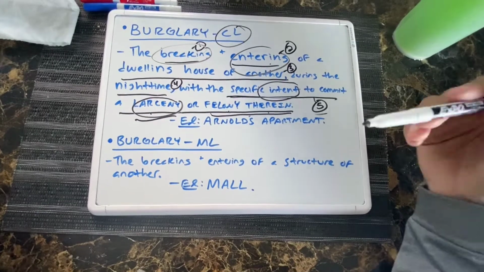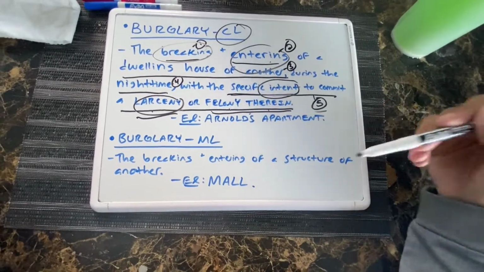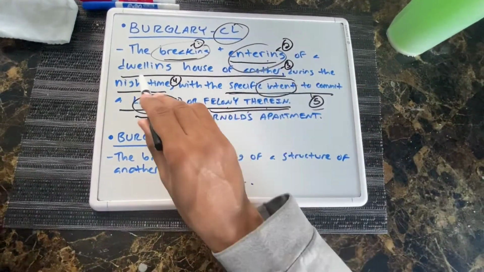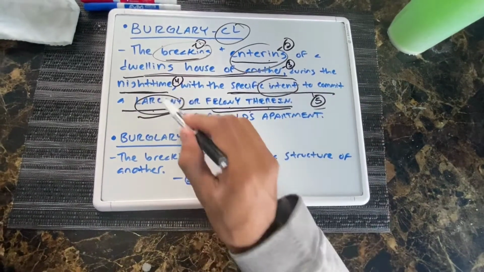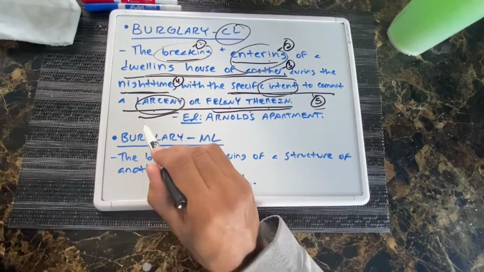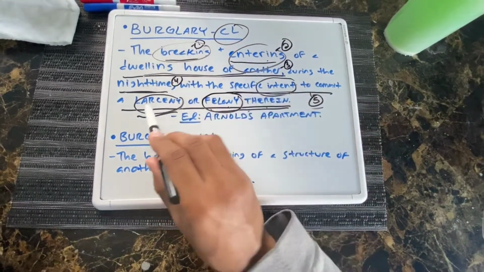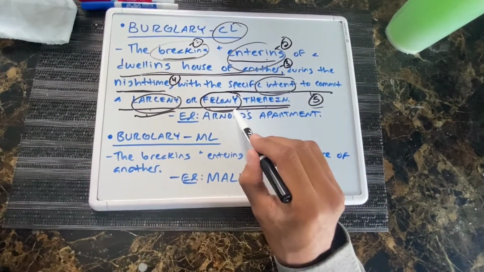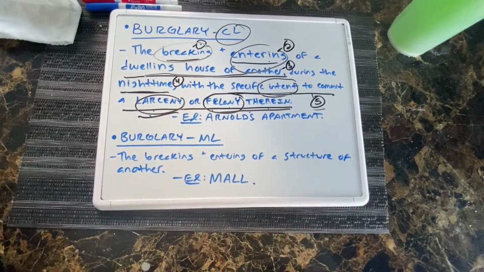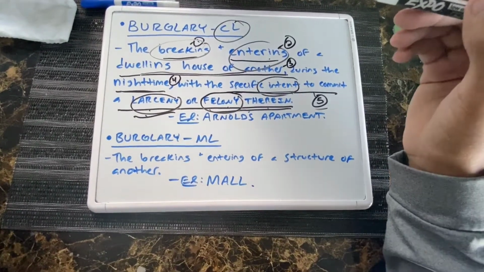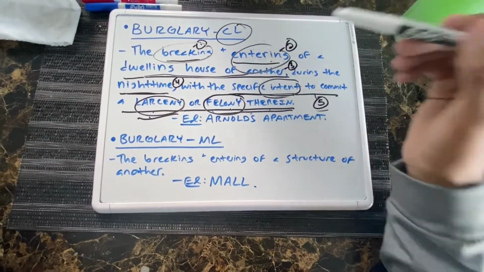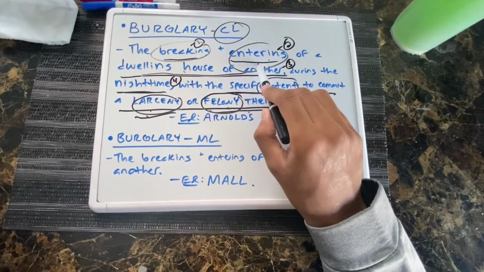Okay? Example, shoplifting. But in this case, someone is going inside someone else's dwelling house, right? Dwelling house of another, during the nighttime with the intent to steal something within that person's home or commit another felony therein. It could be a larceny or a different type of felony that the person wants to commit within that home. But again, they must have that intent before they commit the breaking and entering.